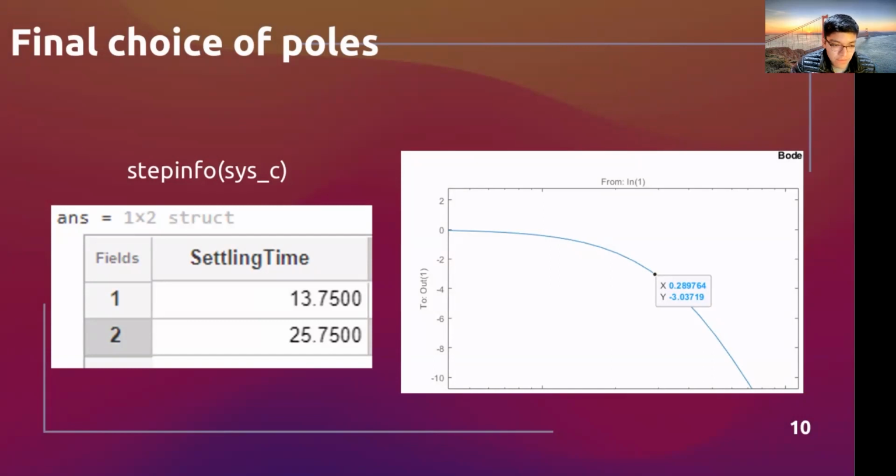And then for the last requirement, about the bandwidth, we did it with a Bode plot, reaching -3 decibels, and we obtained 0.2 and something else rad/s. That was almost the requirement given.